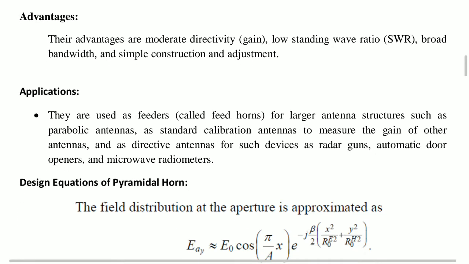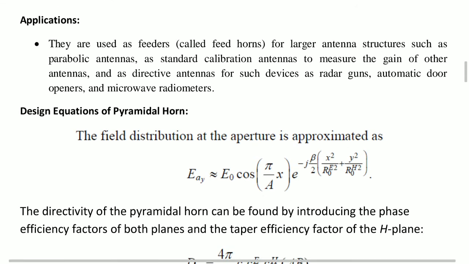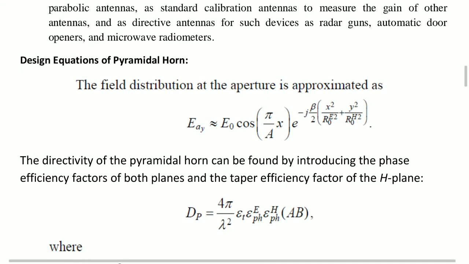So we will move forward to the most important part, that is the design equations of the pyramidal horn. There are many equations to design the pyramidal horn, to improve its bandwidth and also to improve its gain. The basic aim behind the design equations of the horn is that the pyramidal horn should have better directivity and wide bandwidth. Also it has more gain as compared to other antennas.